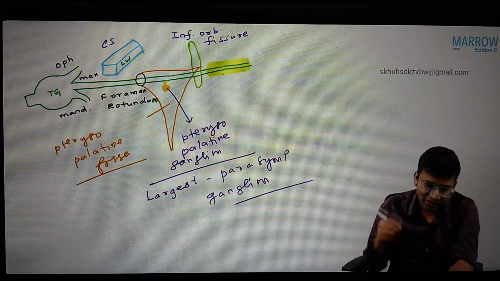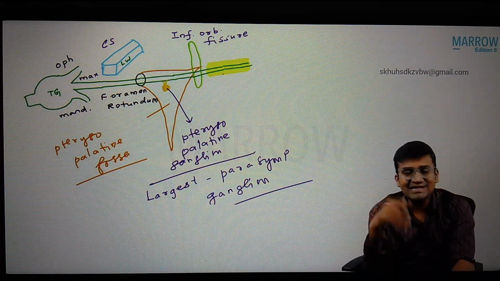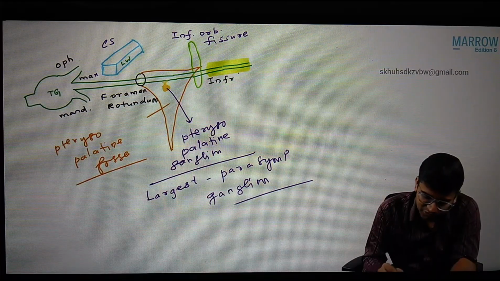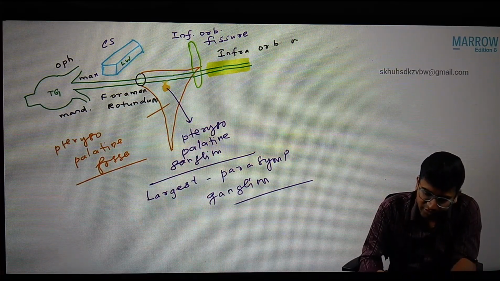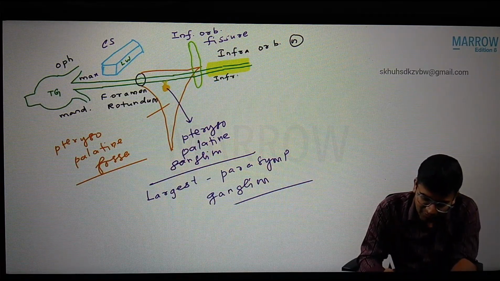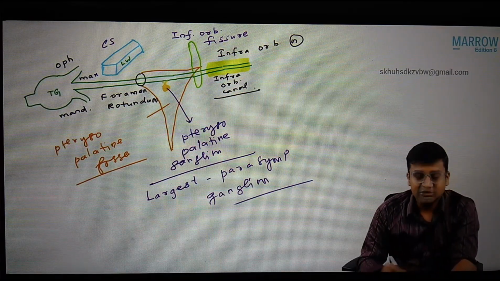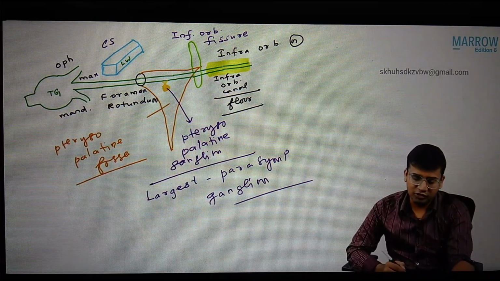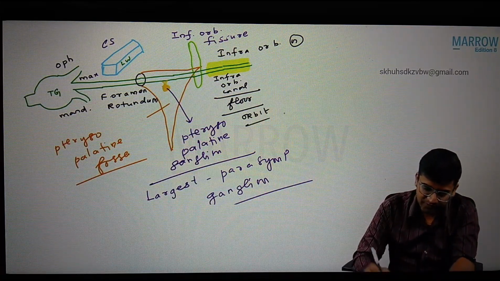The one which I am shading in yellow color, that is the infraorbital canal. Now after passing through the inferior orbital fissure, the maxillary nerve changes its name to infraorbital nerve. So this is our infraorbital nerve, which is passing in the infraorbital canal. The infraorbital canal is in the floor of the orbit.